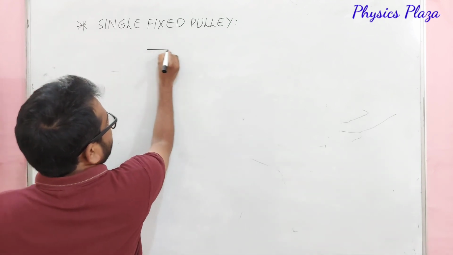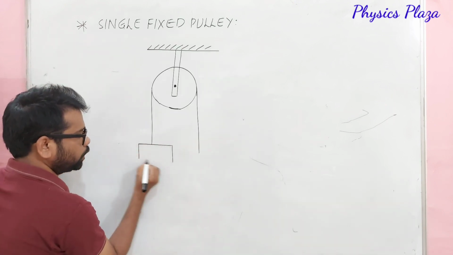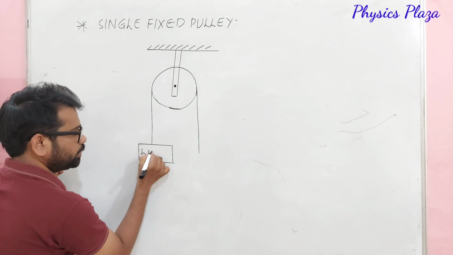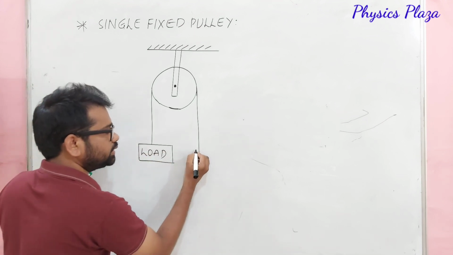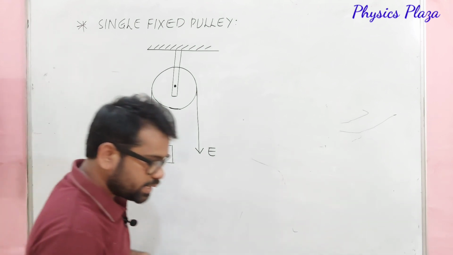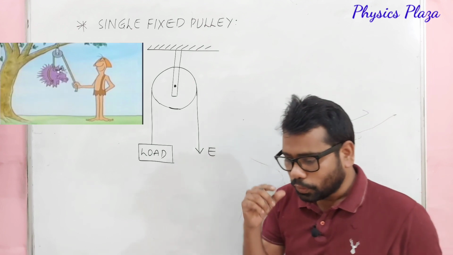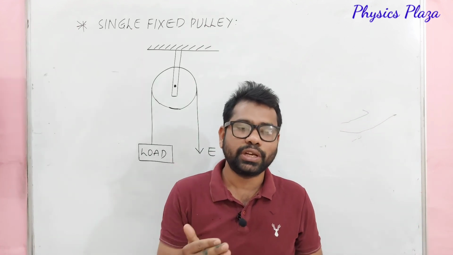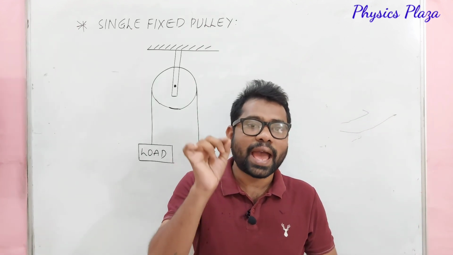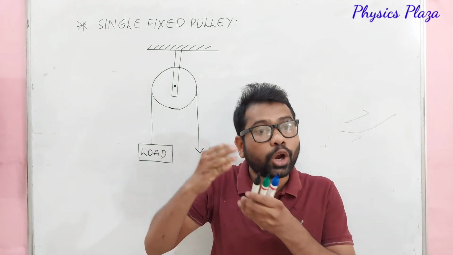Children, here is a rigid support. This side here is the load, and on this side we will apply the effort. So children, a single fixed pulley actually looks like this. So what is a single fixed pulley? Children, it is the pulley whose axis of rotation is fixed, the pulley whose axis of rotation is not movable.